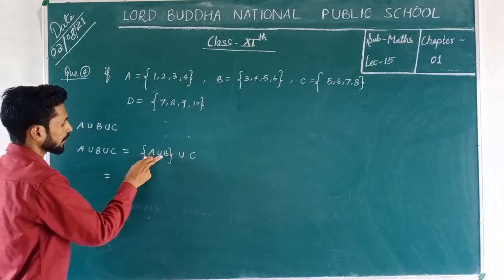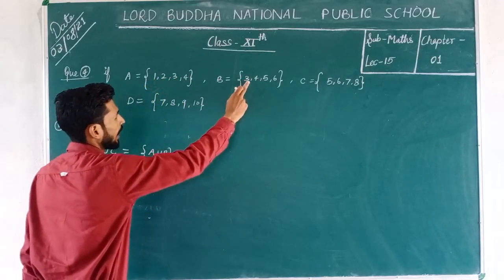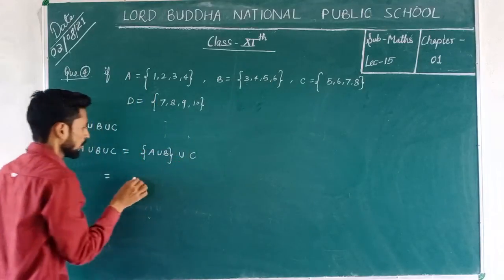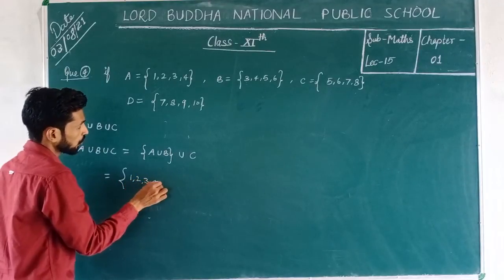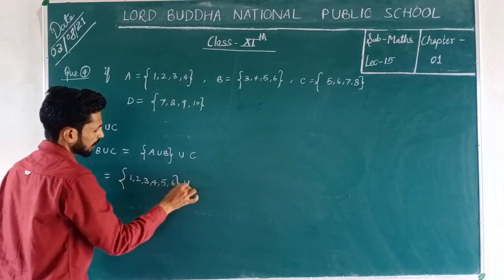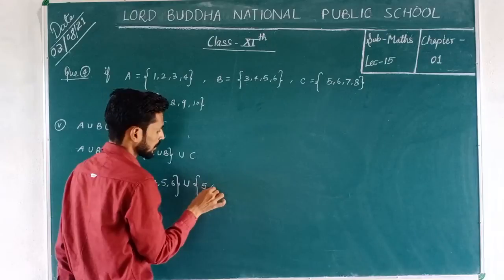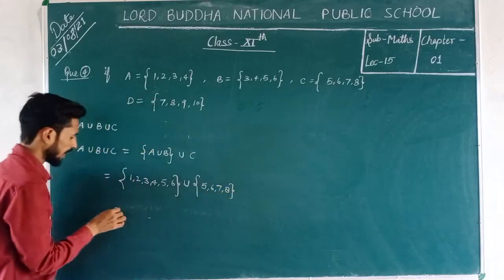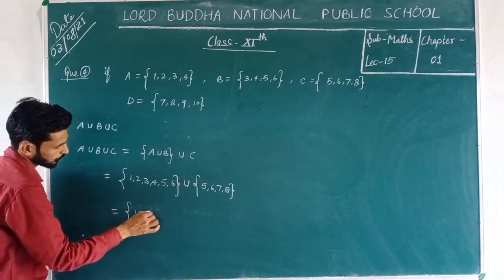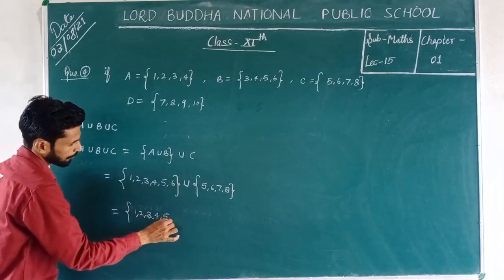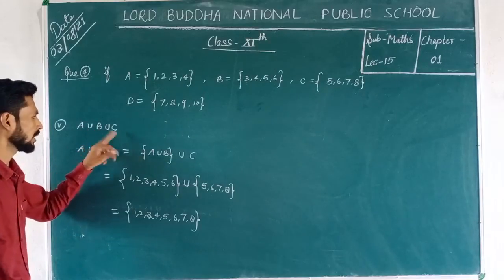Now A union B is 1, 2, 3, 4, and here 3, 4 is common, so we have to write 5 and 6 only. So A union B is 1, 2, 3, 4, 5 and 6, and take the set C, that is 5, 6, 7 and 8. So the answer of A union B union C is 1, 2, 3, 4, 5, 6, 7 and 8. This is the answer for A union B union C.